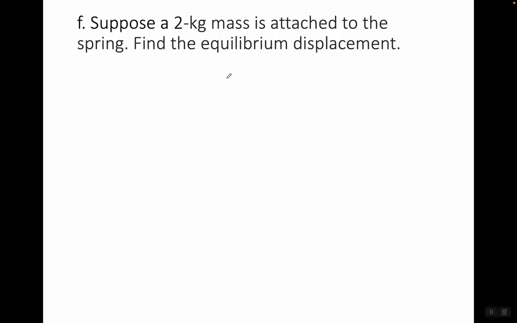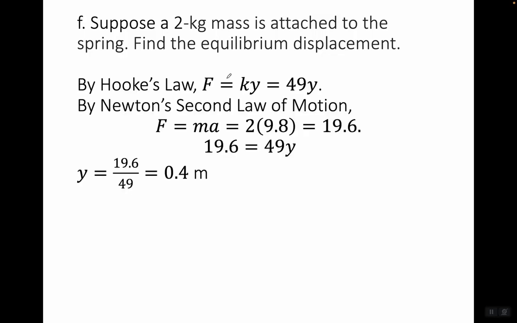Suppose a 2 kilogram mass is attached to the spring. Find the equilibrium displacement. So again, by Hooke's law, F equals ky, which is 49y for this particular spring. That's the spring constant. Now by Newton's second law of motion, F equals ma. M, the mass, is 2 kilograms. A is the acceleration due to gravity. That's 9.8. That multiplies together to give you 19.6. So we're going to plug this in for F. And we end up with y equals 19.6 over 49. In other words, 0.4 meter. That's how much the spring ends up getting stretched.